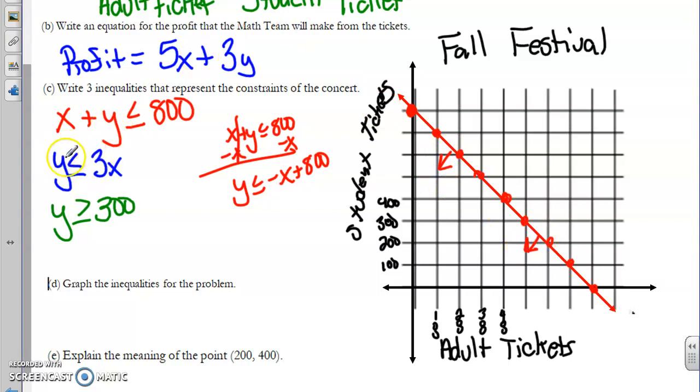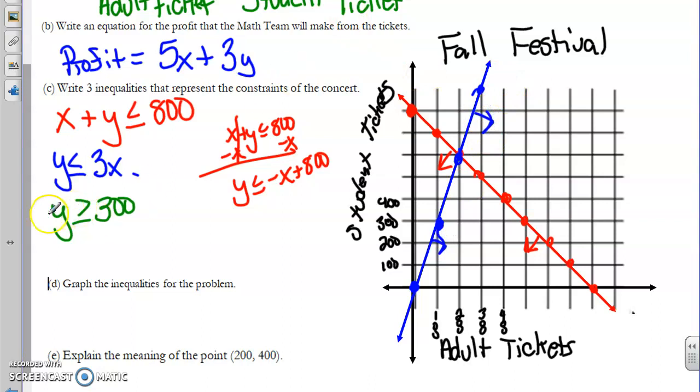Next equation, my slope is 3, but my y-intercept is 0. There is nothing added or subtracted, so that means I start at 0 and go up 3, but in this case, you're going up 300, so up 300, right 1. It is an equal to symbol, so that means solid. And it's less than, so that means I shade down.